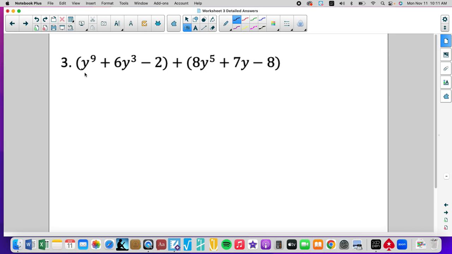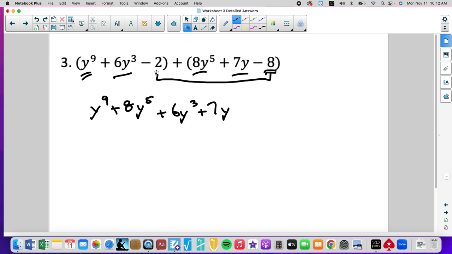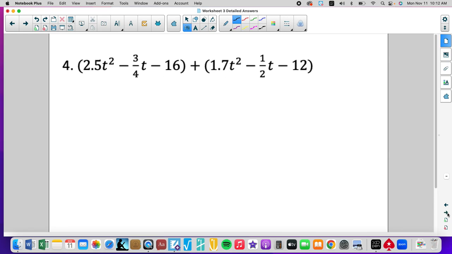Again, addition. So we're all y's, so y to the 9th doesn't have a pair. 8y to the 5th doesn't have a pair. We have plus 6y to the 3rd, doesn't have a pair. Plus 7y. And then the only thing that has a like term is going to be the constants. So that's my answer. Descending order, we're good.